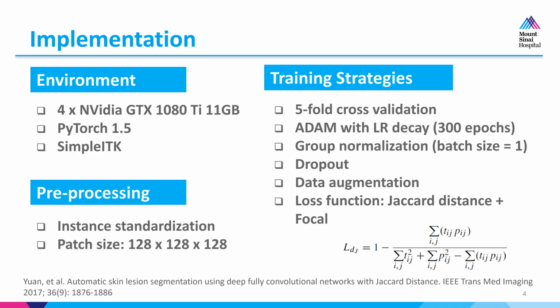Training the network took 300 epochs from scratch using Adam. Learning rate decay and early stop were used when validation loss stopped decreasing. We used group normalization with a batch size of 1 and used dropout and several data augmentation strategies to reduce overfitting. We generalized the Jaccard distance loss, which we developed in our previous work, to multiple objects and combined it with focal loss to further learn from those difficult voxels.